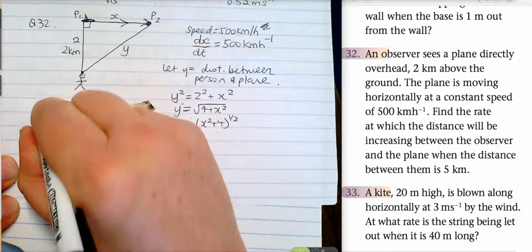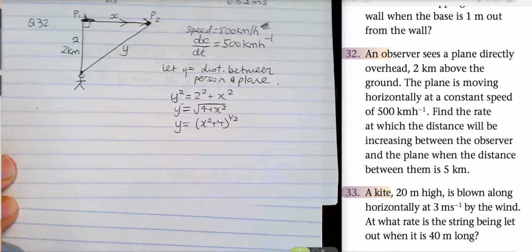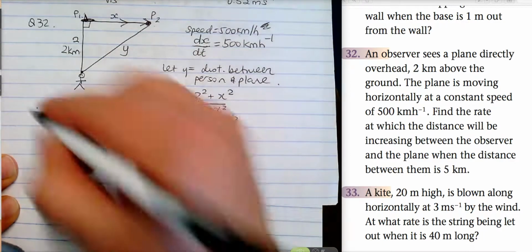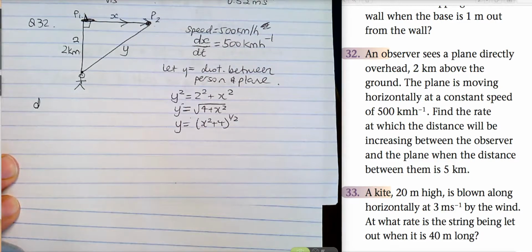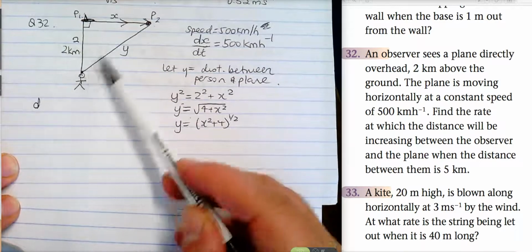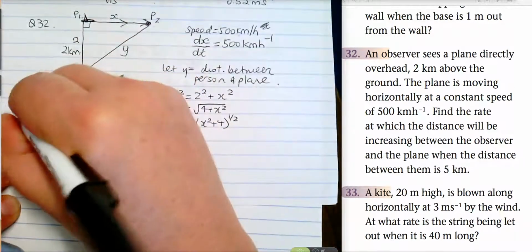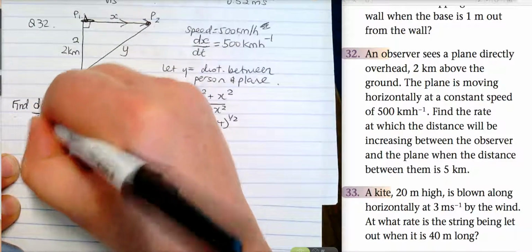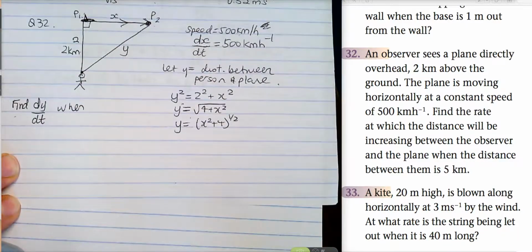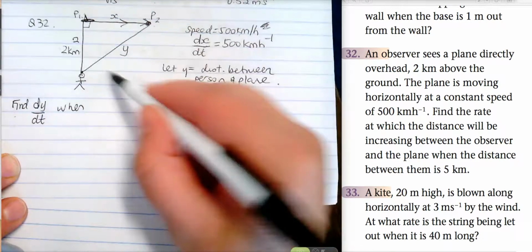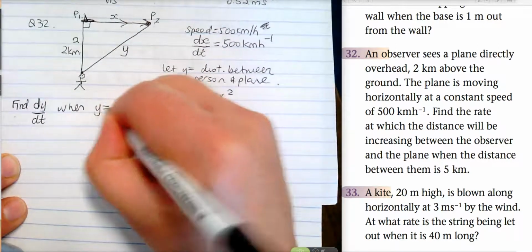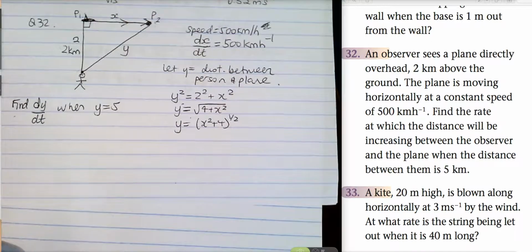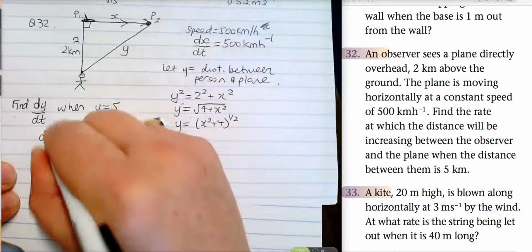Let's just see what the question's asking us to find. Find the rate at which the distance will be increasing between the observer and the plane. So what are they asking for? d what? dy/dt. So the question is asking you to find dy/dt when the distance between them is 5 kilometres. When what is 5? x. No, the distance between them. Oh, y. When y is 5. Okay, so you've got enough information there to do it. So you want dy/dt.